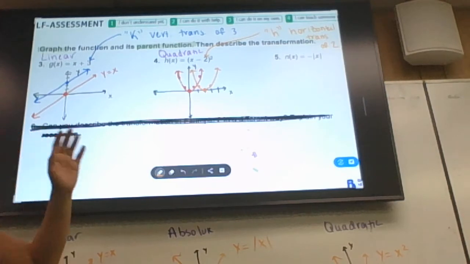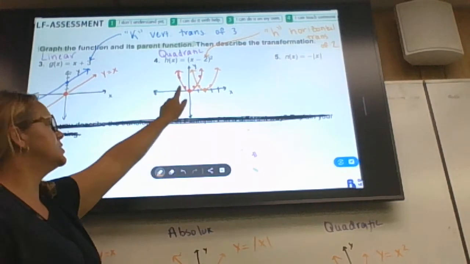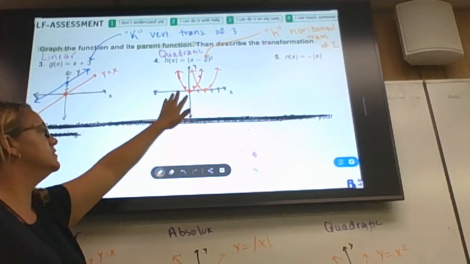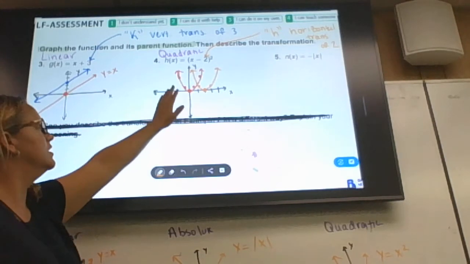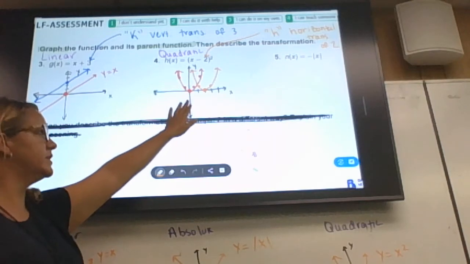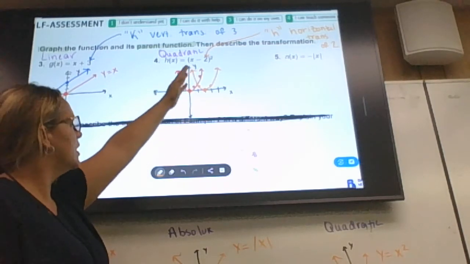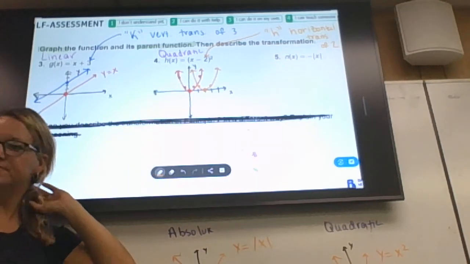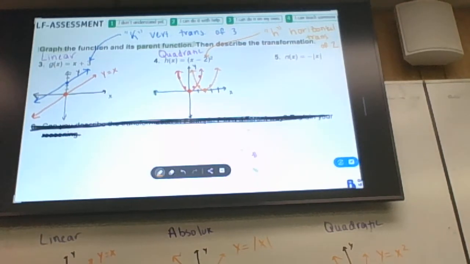So as I walked around, I saw some people drew it left too. Very good, you went for it. Good. Just fix it, go right 2. I saw some people go down 2. Very good, you went for it. Take a look at why it's not down 2 and then fix it. Good to make mistakes while you're learning.